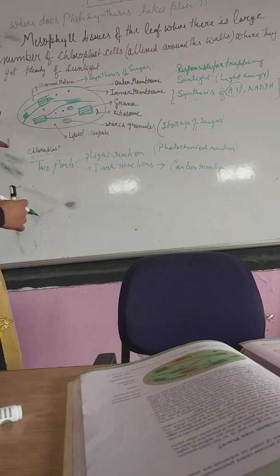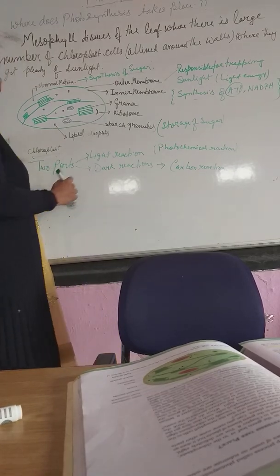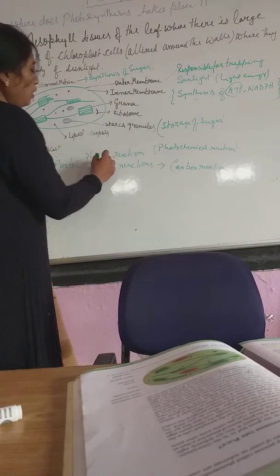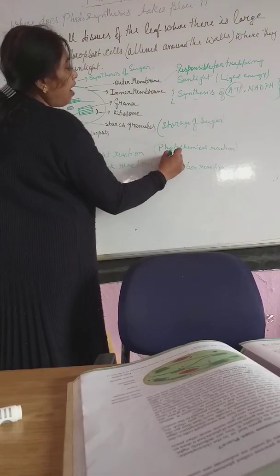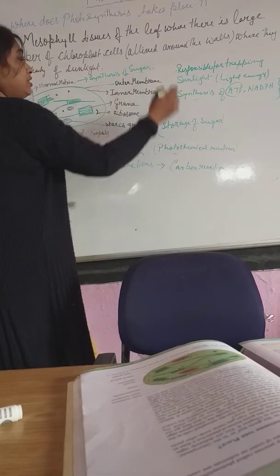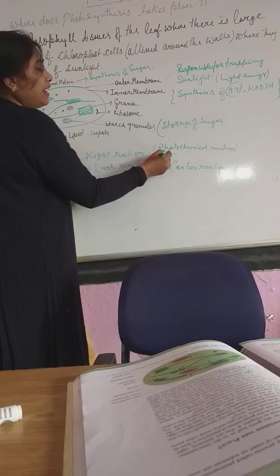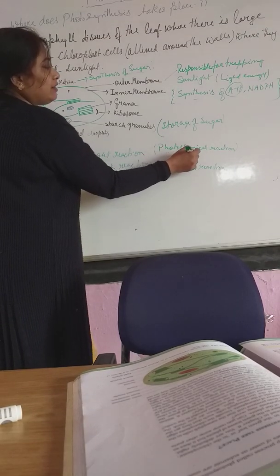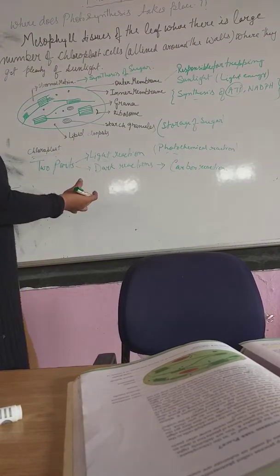Now, in the chloroplast two types of reaction take place. First is the light reaction, and the second is the dark reaction. In the light reaction, it is actually a photochemical reaction, as we did earlier. Why photochemical? Because photo is related to light; you may also call it photolytic. And what is the dark reaction?